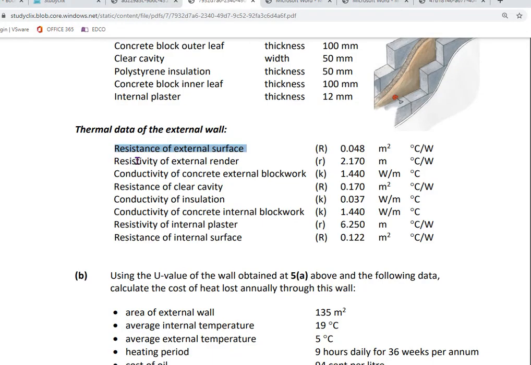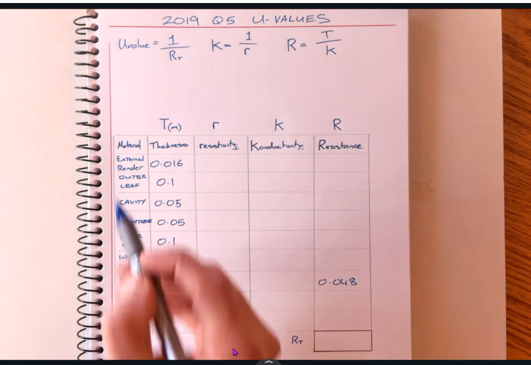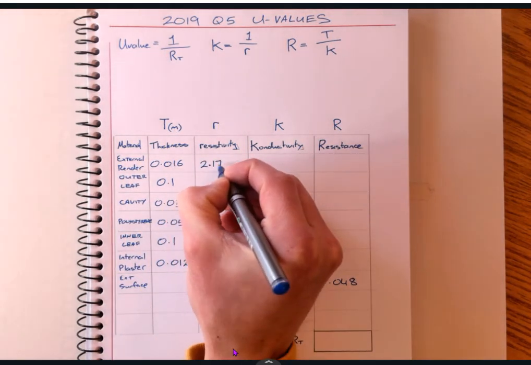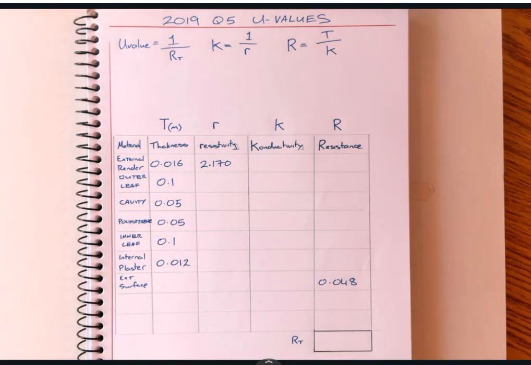Resistivity, which is small r, of the external render: 2.170. External render, resistivity, 2.170. I'll do one more.